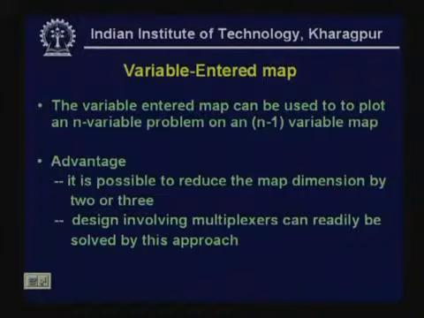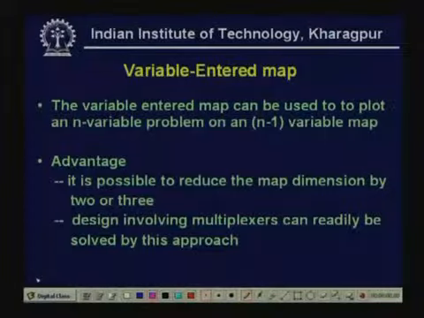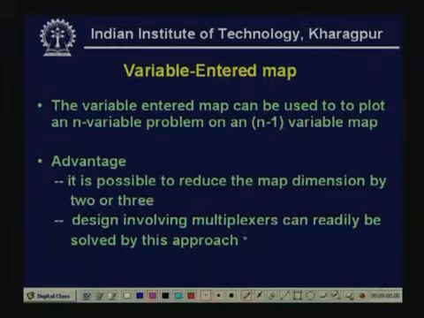So, it will be very good for writing a program and for large variables, and a design involving multiplexers can readily be solved by this approach. So, this is another big advantage. That means, if my design problem involves multiplexers, like the examples we have just discussed, that type of AC bar plus BC bar equation or function, then it will be very good to choose the variable entered map.